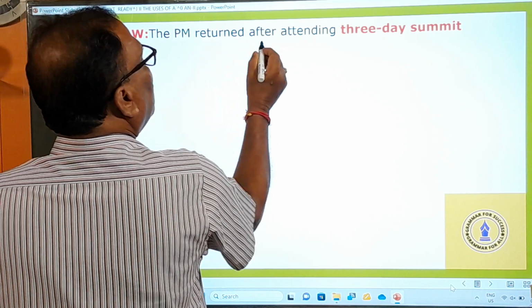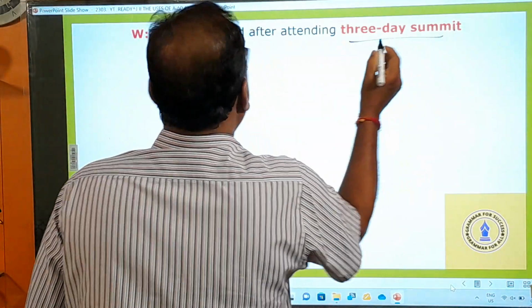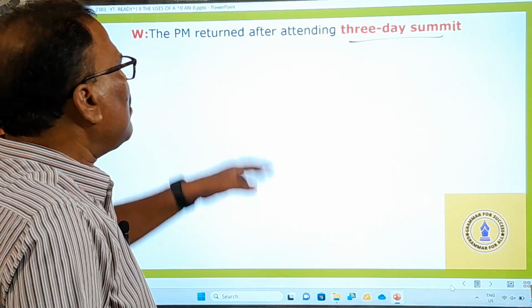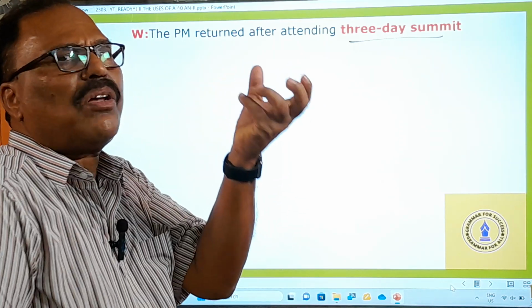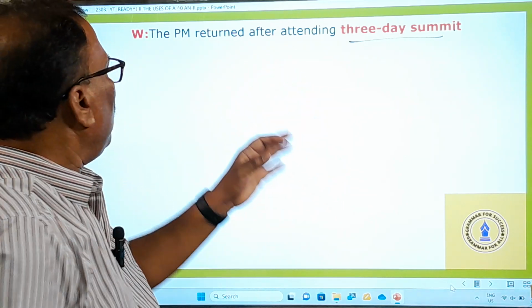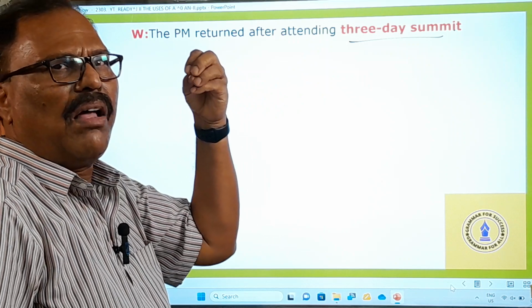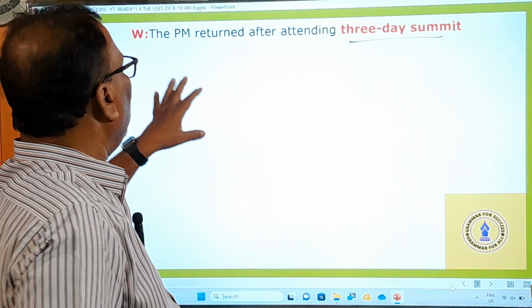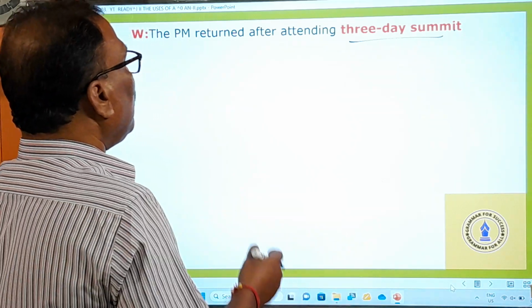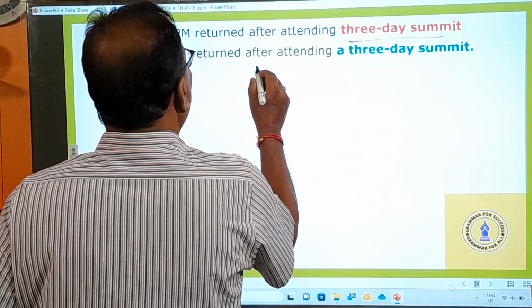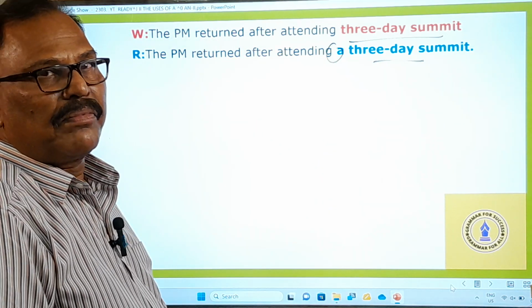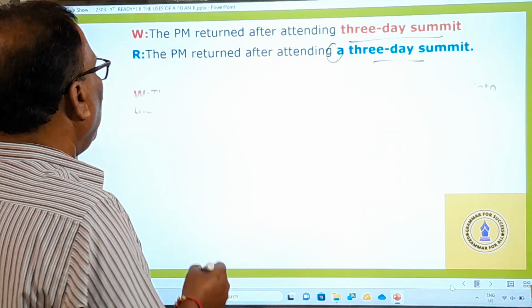The Prime Minister returned after attending 3-day summit. It's an important one. In the examination, such questions will be given because the mistake you cannot spot out, so that becomes a difficult thing. It looks very nice, 100% a correct, grammatical sentence. But here, you have to say the Prime Minister returned after attending a 3-day summit.